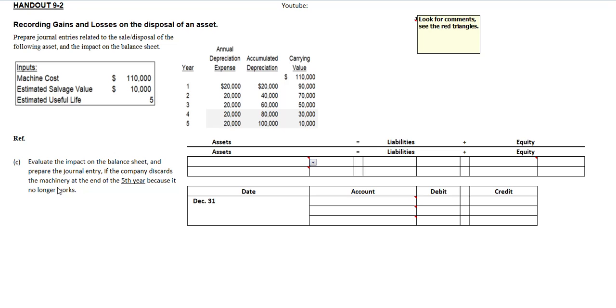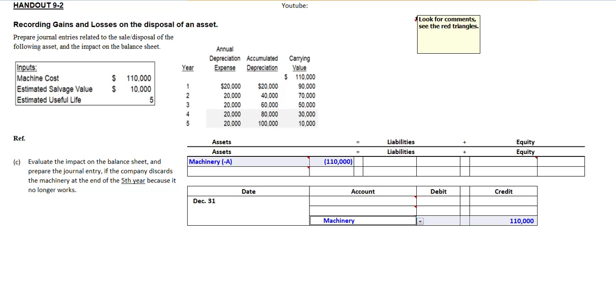In our last scenario, rather than selling the equipment, after 5 years, our machine breaks down and we discard it. We throw it away because it no longer works. And if we're getting rid of the equipment, we want to take it off our books. So let's take a look at our journal entries. They're pretty straightforward. First thing, if we no longer have the equipment, again, we want to do what? Remove the equipment from our books. So we credit machinery for $110,000, the initial cost.